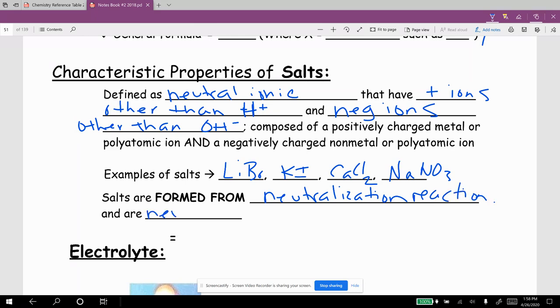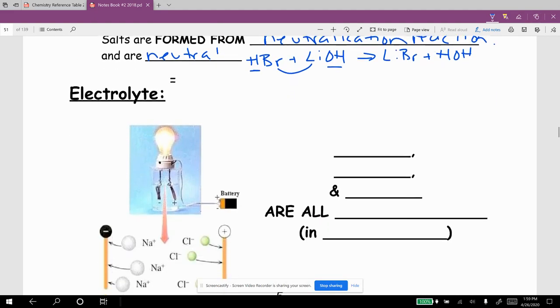And they are neutral. So an acid plus a base makes a salt and water. So if I have the acid HBr and the base lithium hydroxide, an acid and a base make a salt and water. Where does the water come from? HOH, right? So HOH for the water. Now I need the salt. These two get together, lithium and bromine. Lithium and bromine, group 1, group 17, +1, -1, all set. All right, we're going to spend more time on those reactions later.